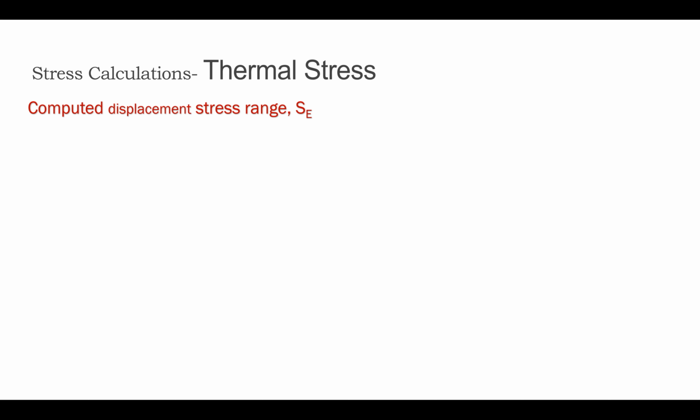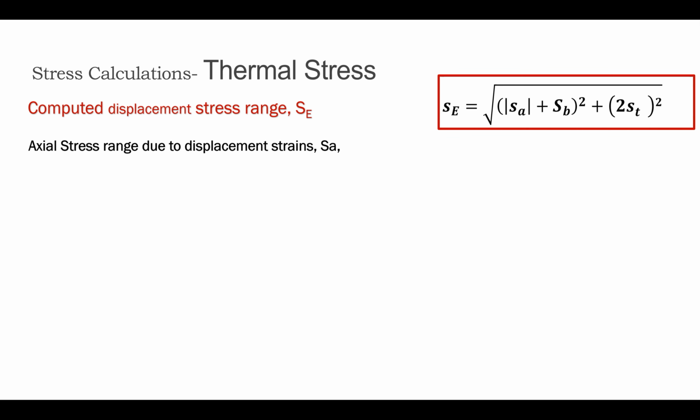The computed displacement stress range SE can be calculated through this formula: SE is equal to the square root of (SA plus SB) whole square plus (2ST) whole square. SA is the axial stress range due to displacement strain. How can we calculate this? SA is equal to IA FA over AP, where FA is the axial force range between any two conditions being evaluated, IA is the axial stress intensification factor, and AP is the cross-sectional area of the pipe.